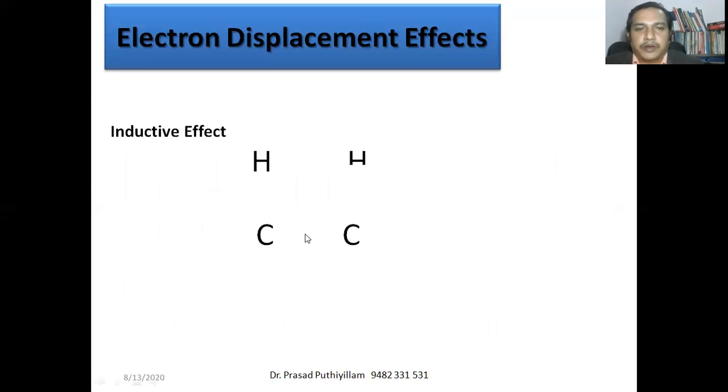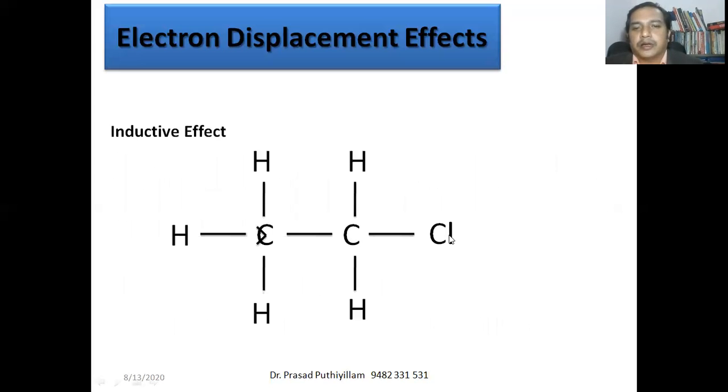We'll take the example of chloroethane. The inductive effect can be represented with an arrowhead in the middle of the carbon-chlorine bond, the line that we write to represent the bond. The arrowhead shows which side the electron density is more, that is, towards chlorine. When the electron density moves towards chlorine, the second carbon also will be affected, and even the third carbon also will be affected, and after that it diminishes. The inductive effect is there till the third carbon atom.